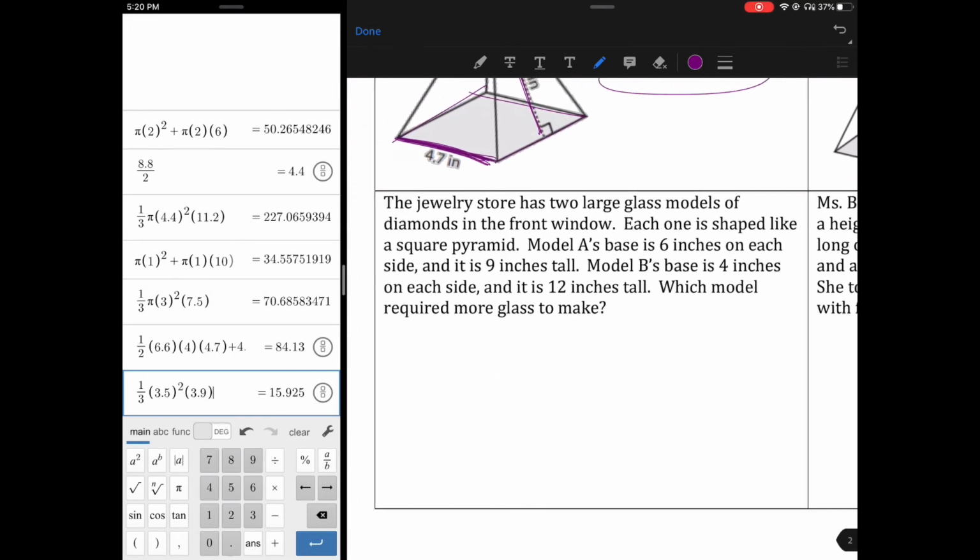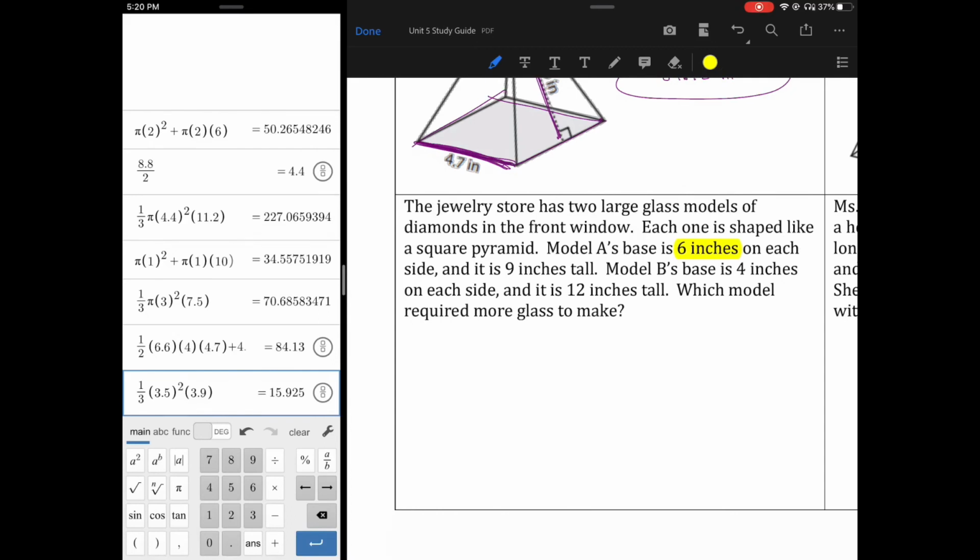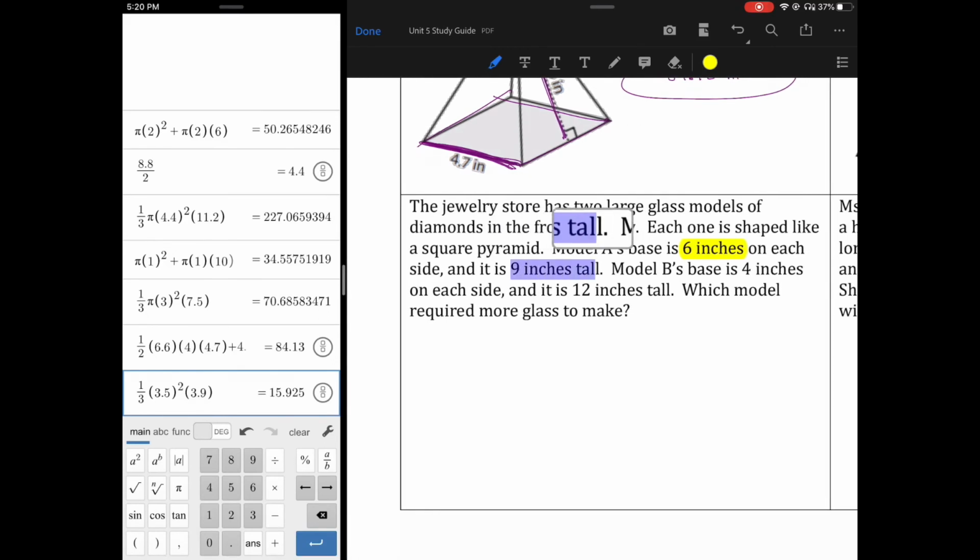For my next problem, the jewelry store has 2 large glass models of diamonds in the front window. Each one is shaped like a square pyramid. Model A's base is 6 inches on each side and 9 inches tall. Model B's base is 4 inches on each side and 12 inches tall. Which model required more glass to make?